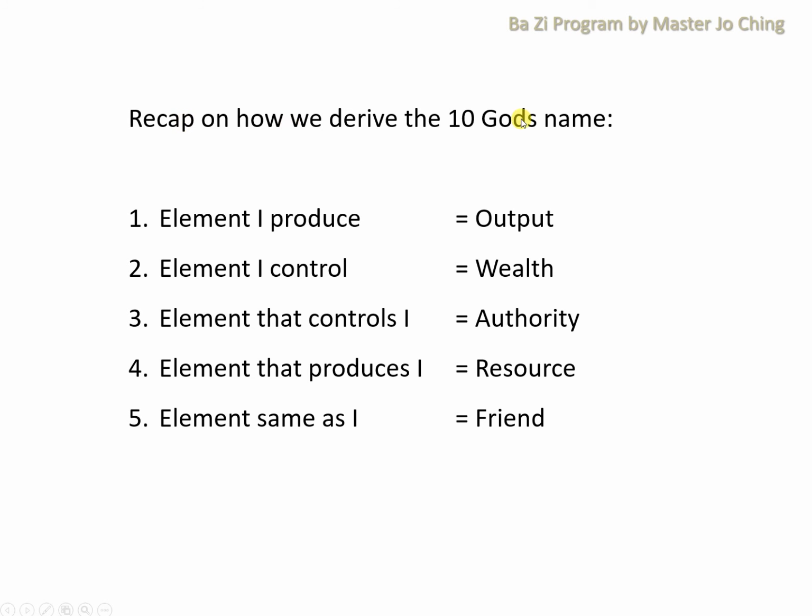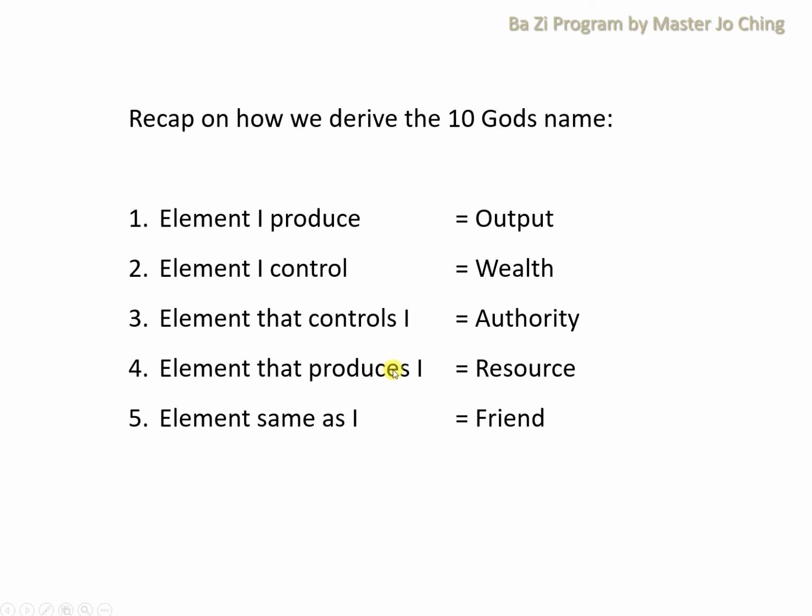So let's recap on how we derive the Ten God's name. Element I produce, my baby I produce, is my output. Then output has two types of star, right? Either Eating God or Hurting Officer. Element I control is my money, my wealth. So again, either direct or indirect wealth. Element that controls me is authority, like the government, like a boss, or for the lady is your husband that controls you. There are two types, right? Direct Officer, or Seven Killings.